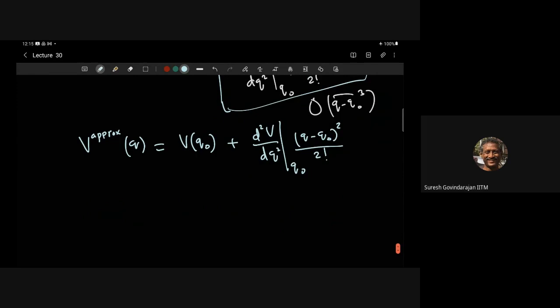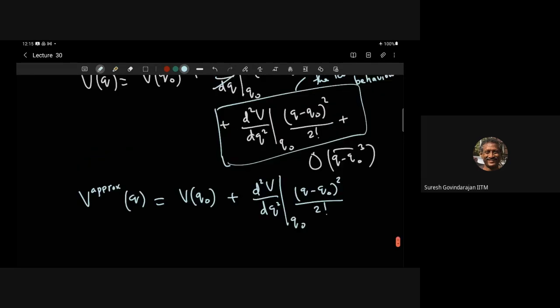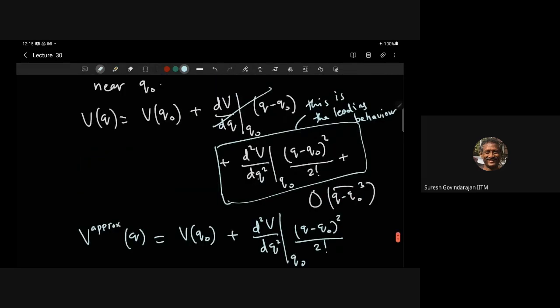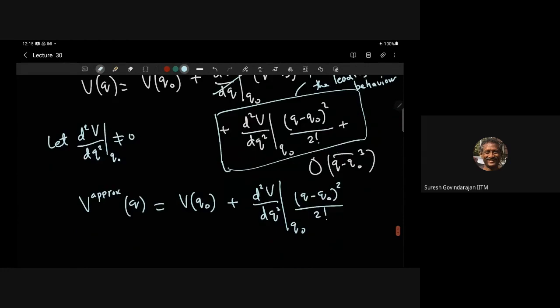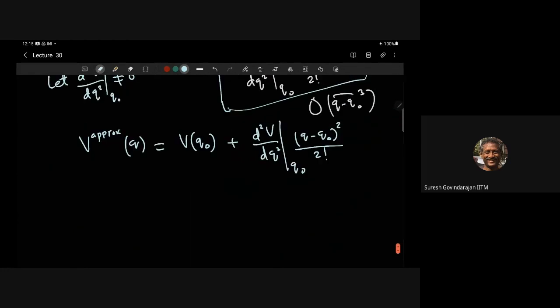So now there are many possibilities. First thing is that I said this is the leading behavior, but this assumes that d square V by dq square at Q naught is non-zero. So let it be not equal to 0. Otherwise this is zero. So let's do the following. Let us define.